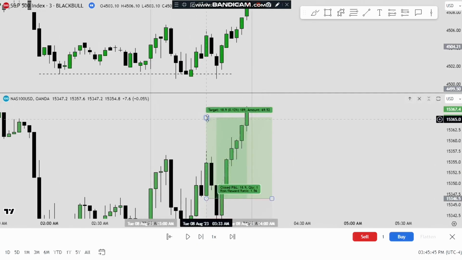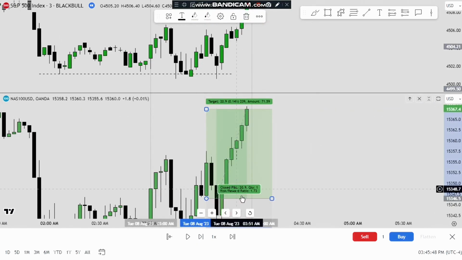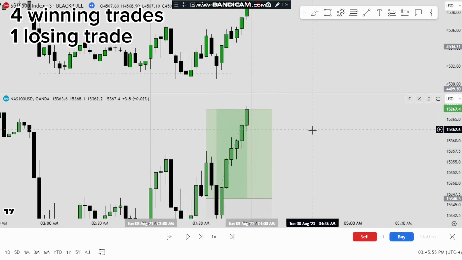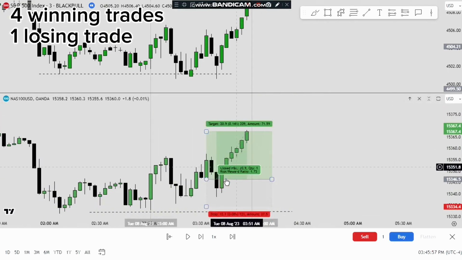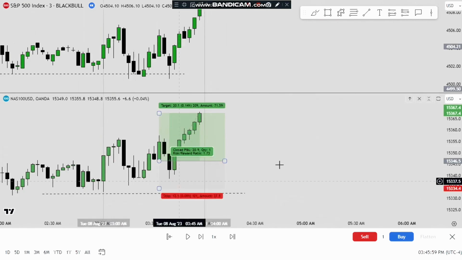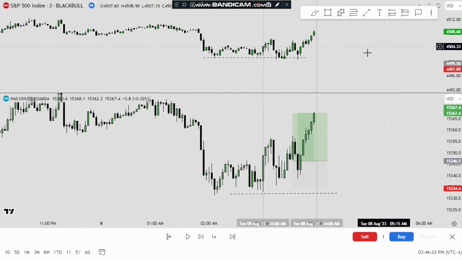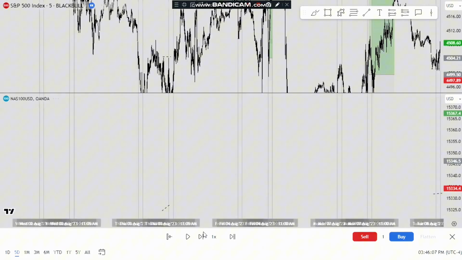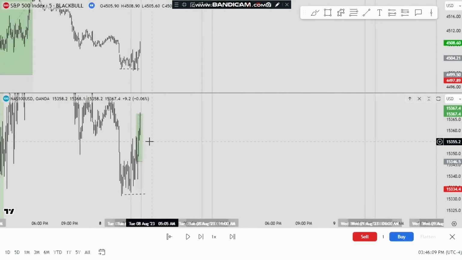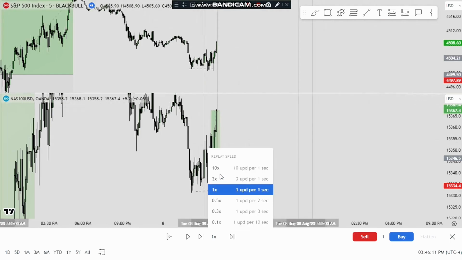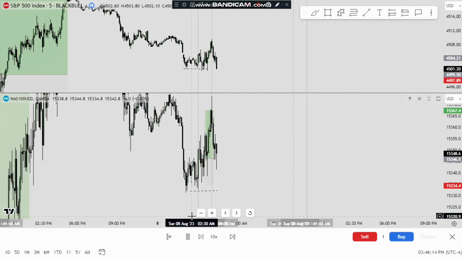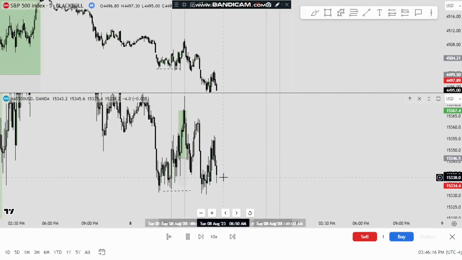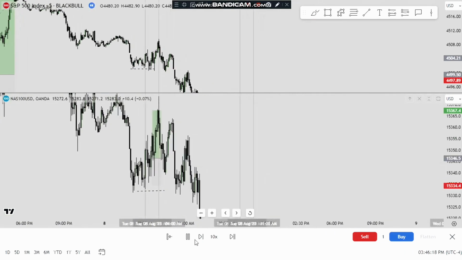So you can see we got more than 20 handles, okay, and this is more than enough. So again, this trade went into profit. When the divergence is clear, you should shift to smaller time frames like 5 minute and 3 minute. Now let me shift again to 5 minute. Let me forward it. So far, 4 trades went into profit and 1 trade was a losing trade.